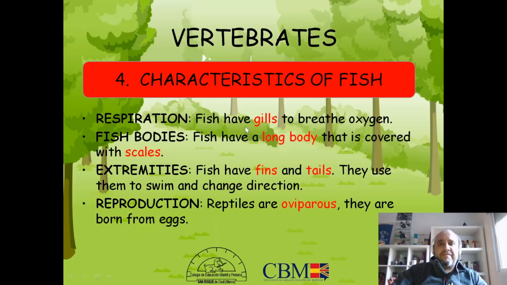Group number 4, fish. Fish have gills to breathe oxygen. Remember that fish are aquatic animals, so they have gills to breathe oxygen. They have a long body that is covered with scales. And to move around, fish have fins and tails.